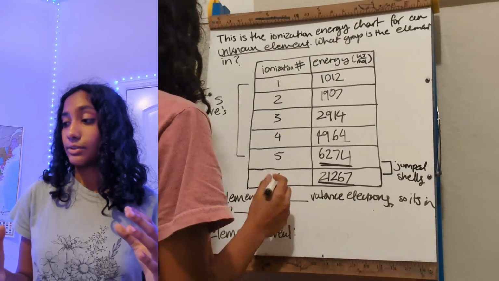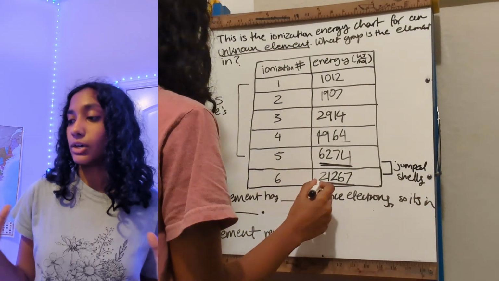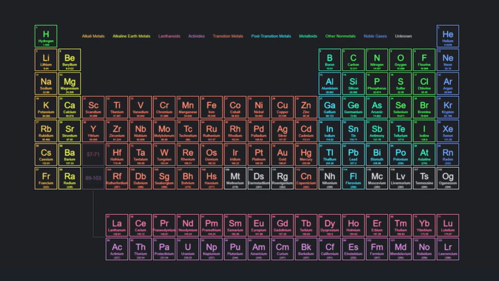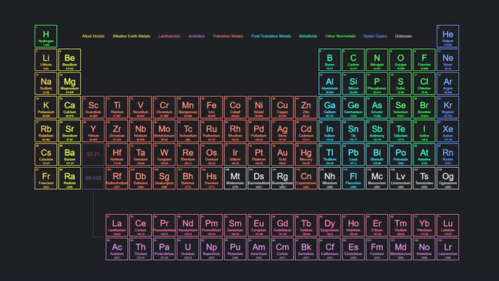Because after that 5th electron, we've run out of electrons on the outermost energy level, and we've started removing electrons from an inner one. Atoms with 5 valence electrons are found in group 15 on the periodic table. Because of this, we can assume that this is a group 15 element. And as we see here, the ionization energy chart was for phosphorus, which is a group 15 element.